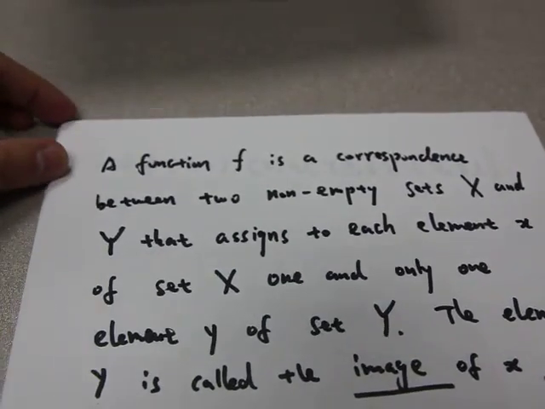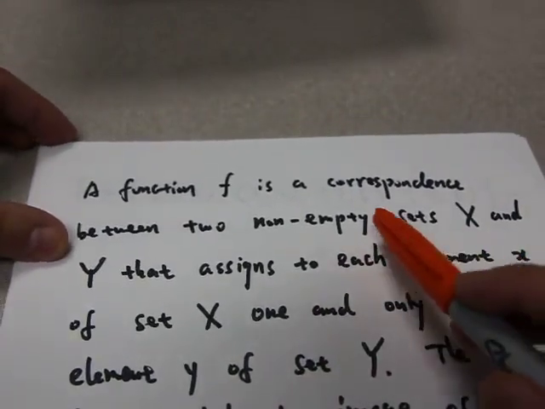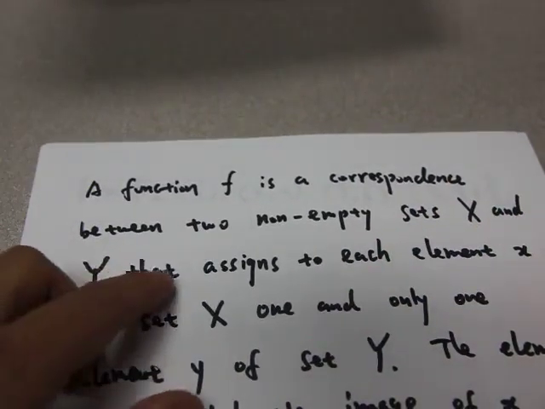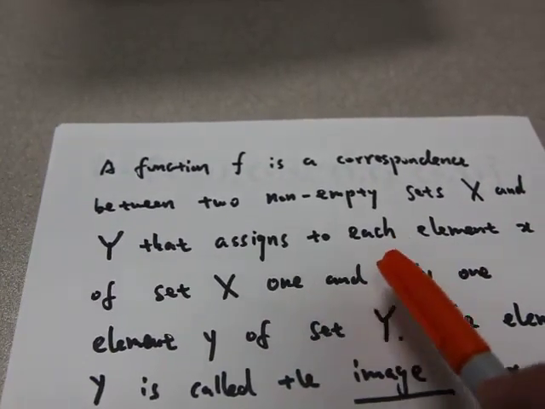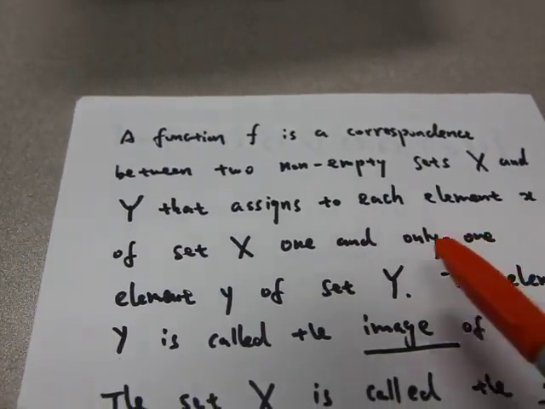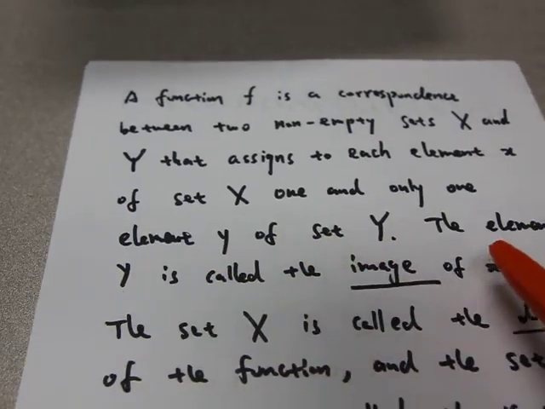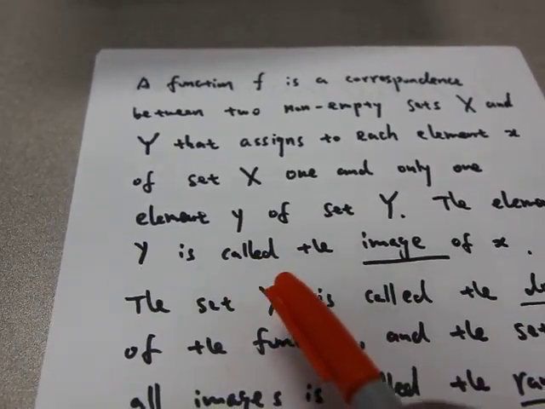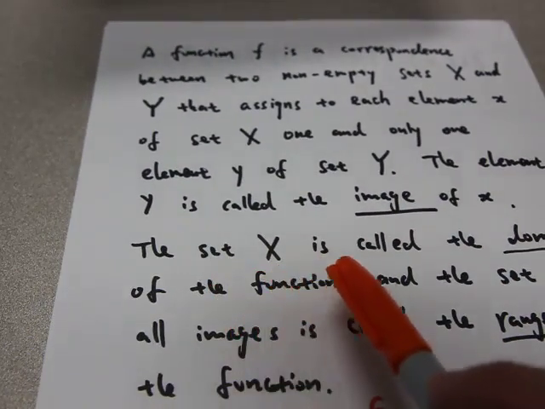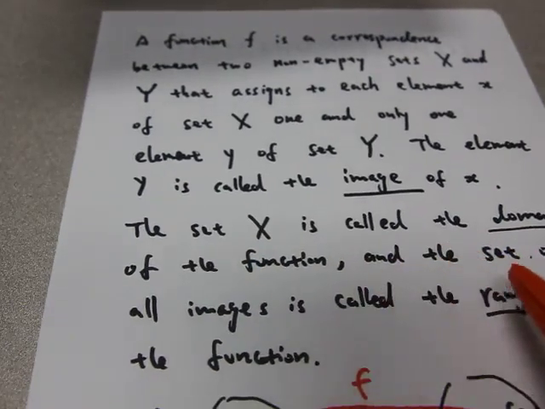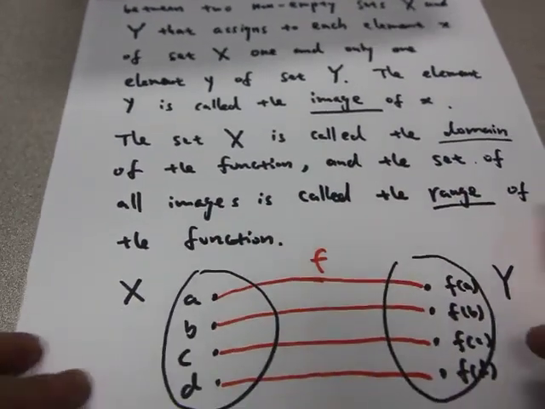Now, this is the definition of function in mathematics. A function f is a correspondence between two non-empty sets x and y that assigns to each element x of the set x one and only one element y of the set y. The element y is called the image of x, and the set x is called the domain of the function, and the set of all images is called the range of the function.